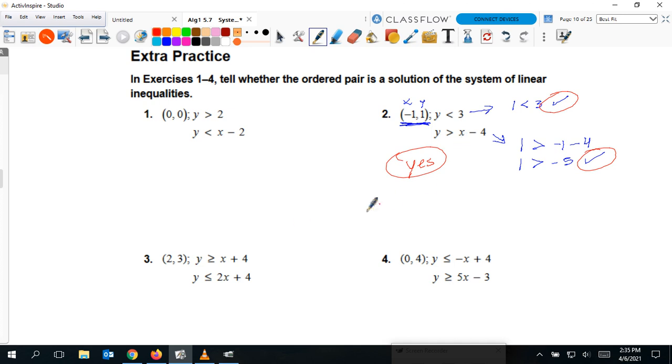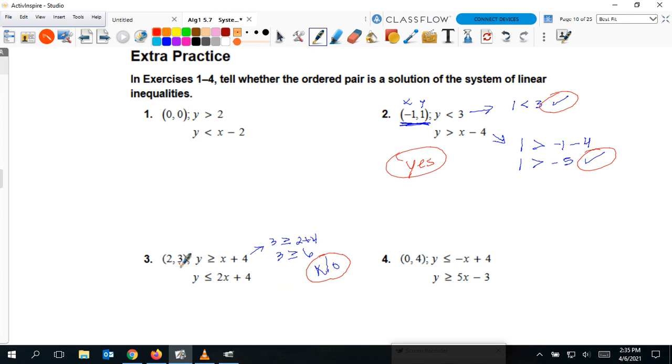All right, let's go ahead and try number 3. So for number 3 on this first one, we got 2 is x, 3 is y. So the first one here, this is y, so it's going to be 3 is greater than or equal to, we got 2 plus 4, so 2 plus a 4. So 3 is greater than or equal to 6. Is that true? Is 3 greater than 6? No, that is not true. So right off the bat, we can see our answer is no. So since this was a no, the whole thing is no.